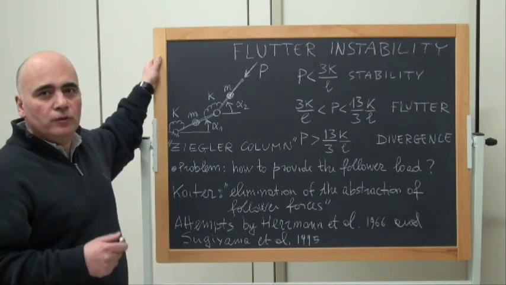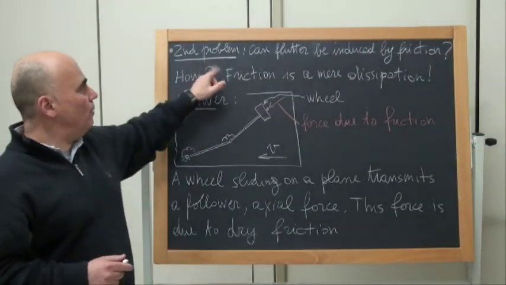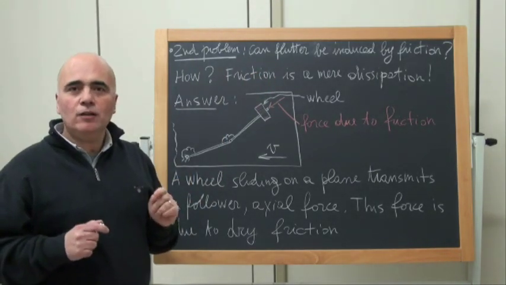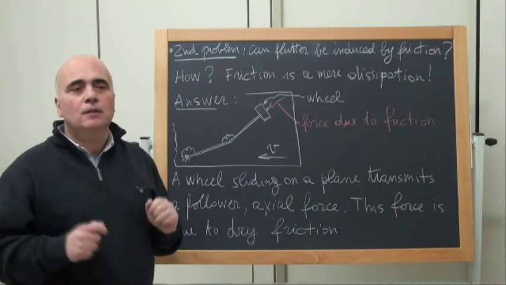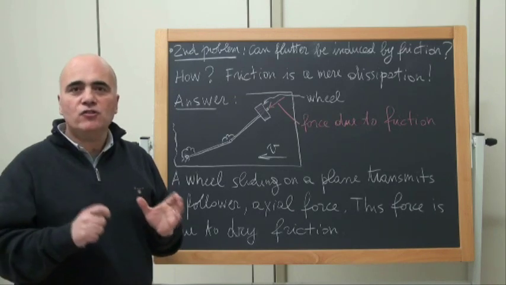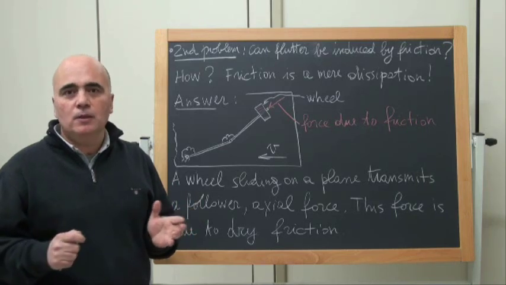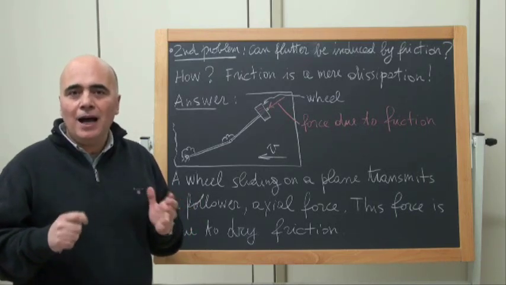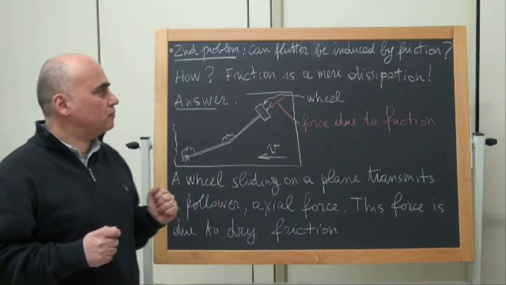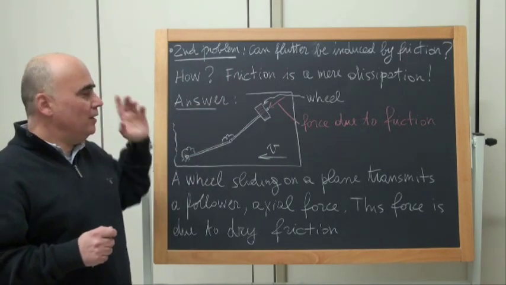But before going to the answer, let's introduce our second problem. Our second problem is, can Flutter instability be induced by dry friction? This is a very controversial issue because, on the one hand, friction is known to be connected to certain instability phenomena, for instance, stick and slip. On the other hand, friction is a mere dissipative term, so it is not easy to imagine how it can give rise to a motion of increasing amplitude. We will see that the answer to these two questions is very simple.